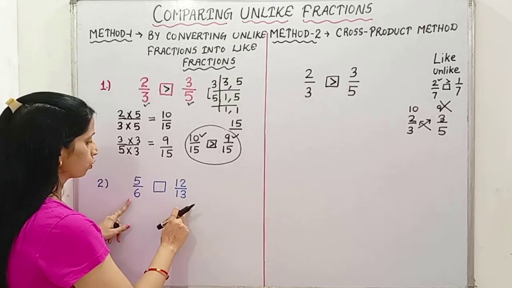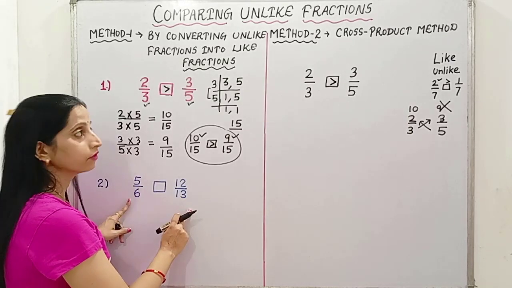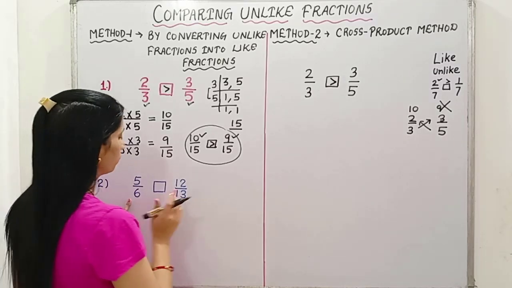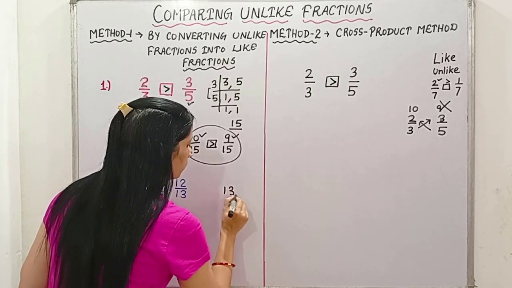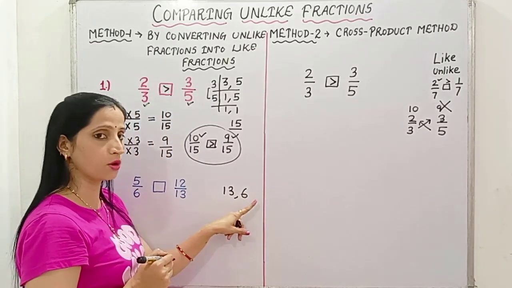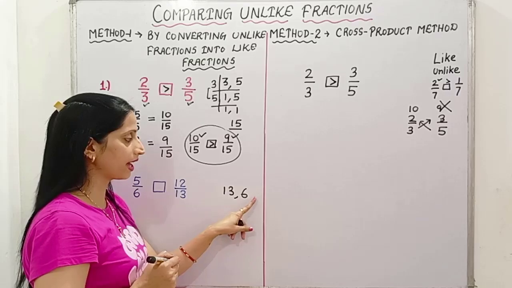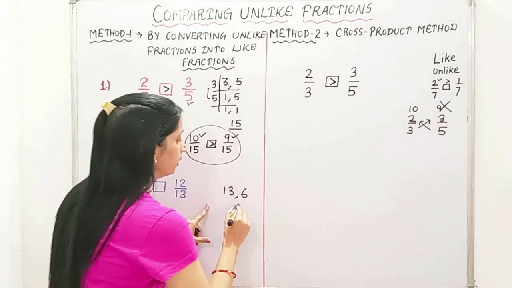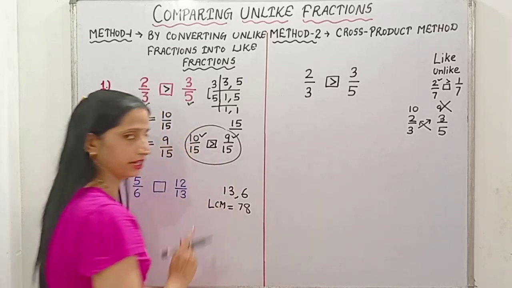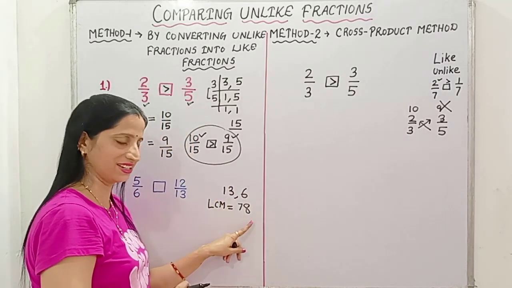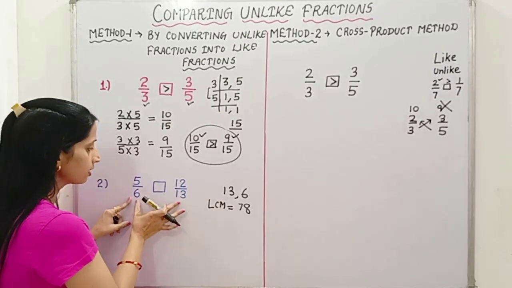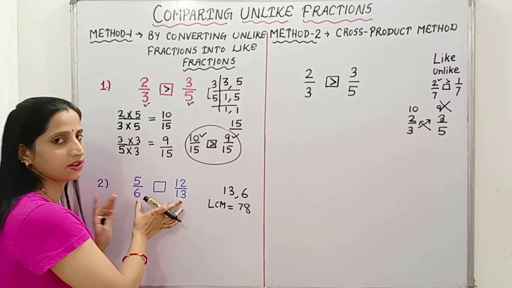Okay. So again, first thing, we are using this method. So first we will find out the LCM. So the LCM of 13 and 6 will be 78 because these two don't have any common factor. Okay, so if we directly multiply these two, we will get the LCM. It will be 78. 13 sixes are 78. Okay. So the LCM of these two is 78, means we have to make the denominator 78.